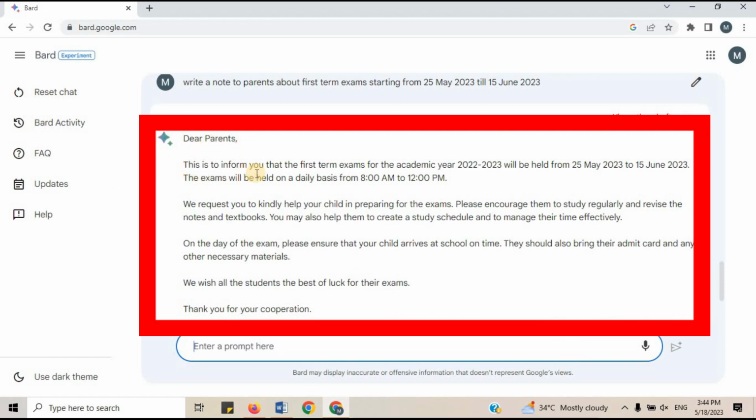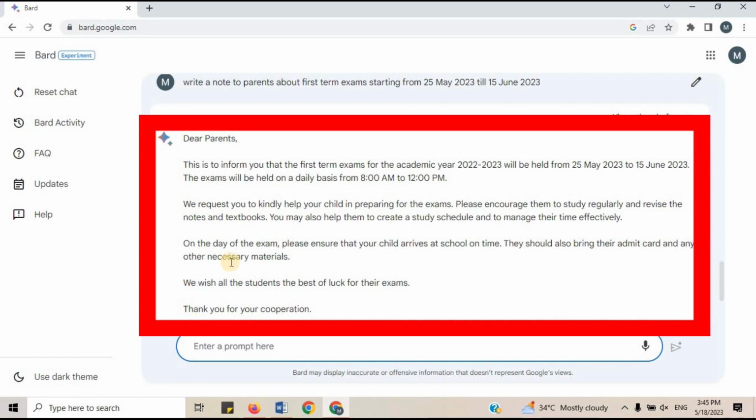Dear parents, this is to inform you that the first term exams for the academic year 2022 till 2023 will be held from 25th May 2023 to 15 June 2023. The exam will be held on a daily basis from 8 am to 12 pm. We request you to kindly help your child in preparing for the exams. Please encourage them to study regularly and revise the notes and textbooks. You may also help them to create a study schedule and to manage their time effectively.